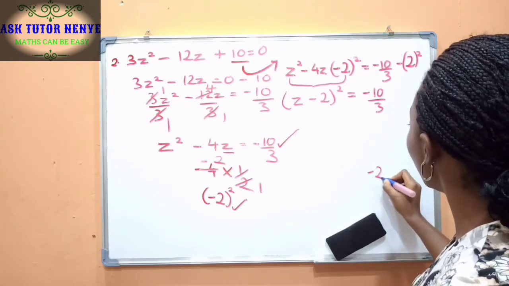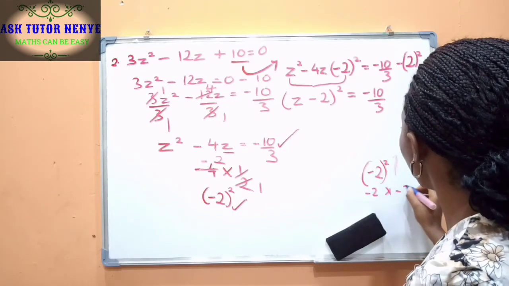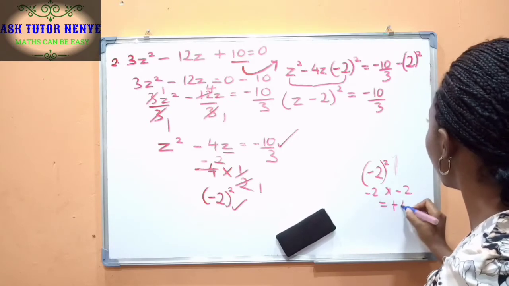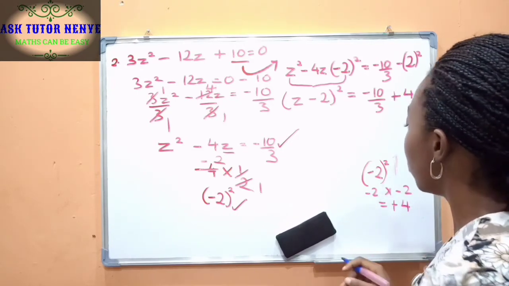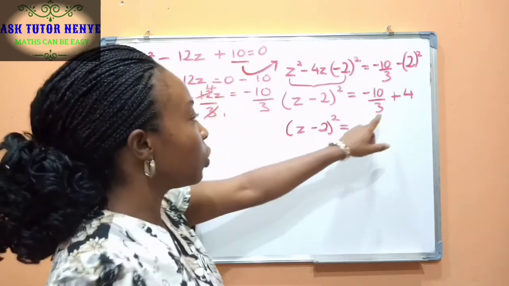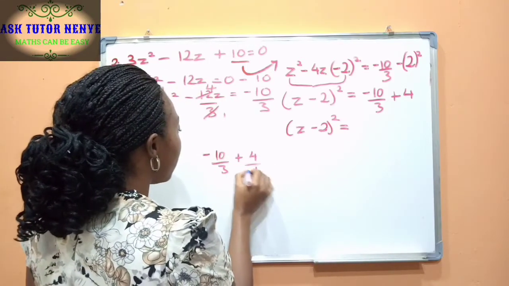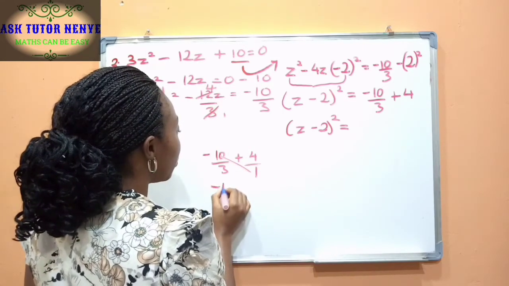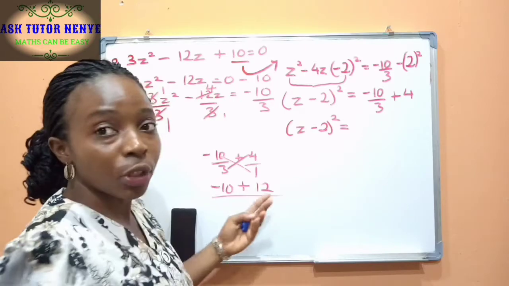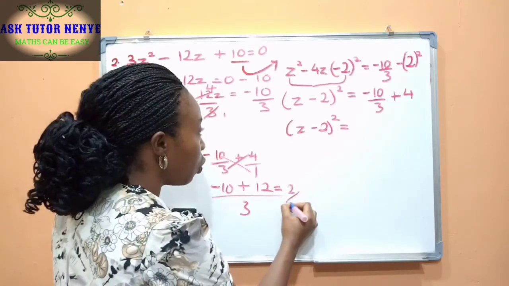Then what is minus 2 squared? How do we solve it? To solve that, we simply say minus 2 times minus 2. Minus times minus gives us plus. So we have 2 times 2 gives us 4. So we have plus 4. So we have (z minus 2) squared equals, now how do we get minus 10 over 3 plus 4? The simplest way to add this up is to do this. We're going to have minus 10 times 1 gives us minus 10, and then 4 times 3 gives us 12, over 3 times 1, which gives us 3. So we are going to have minus 10 plus 12 gives us 2 over 3.